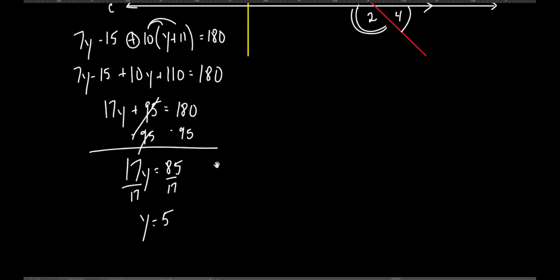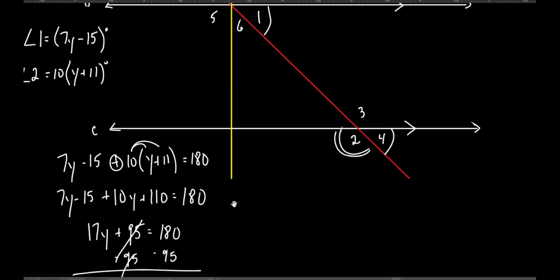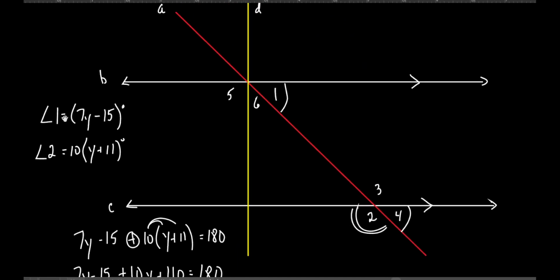Is that my answer? Is that what they're looking for? Nope. Okay, but I should now be able to find angle 1 and angle 2. What did I say y was? It's y equals 5. So let's find angle 1. Because what does the problem ask you to do? It says find all the numbered angles, okay? Find angle 1, 2, 3, 4, 5, and 6. So once I find y, now I can find angle 1. Agreed? So let's do it.